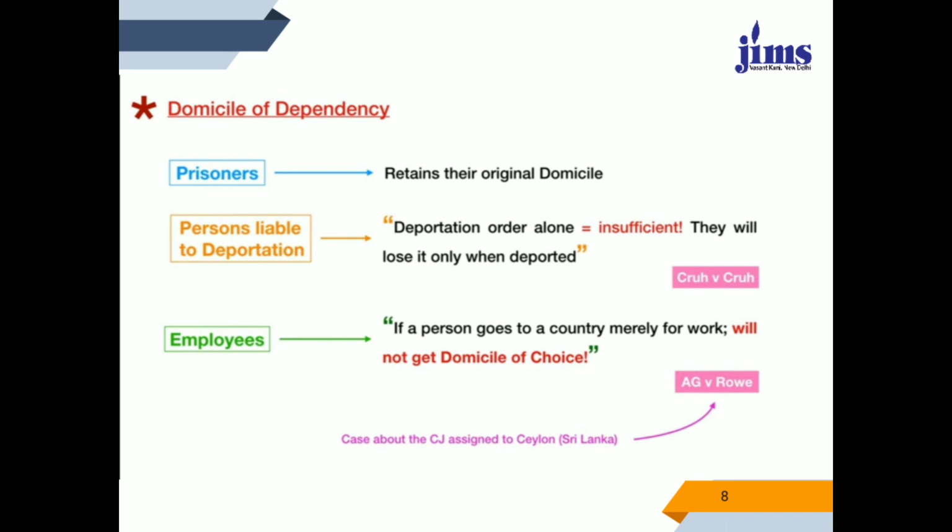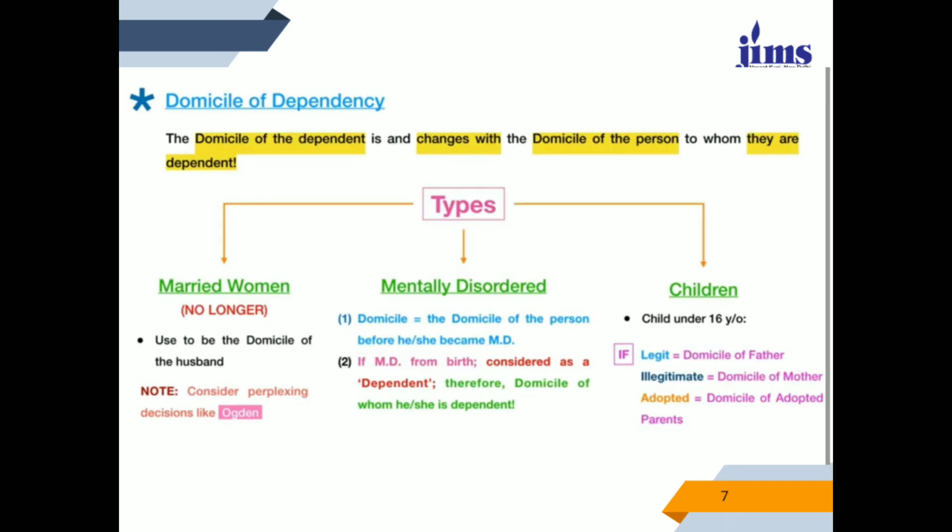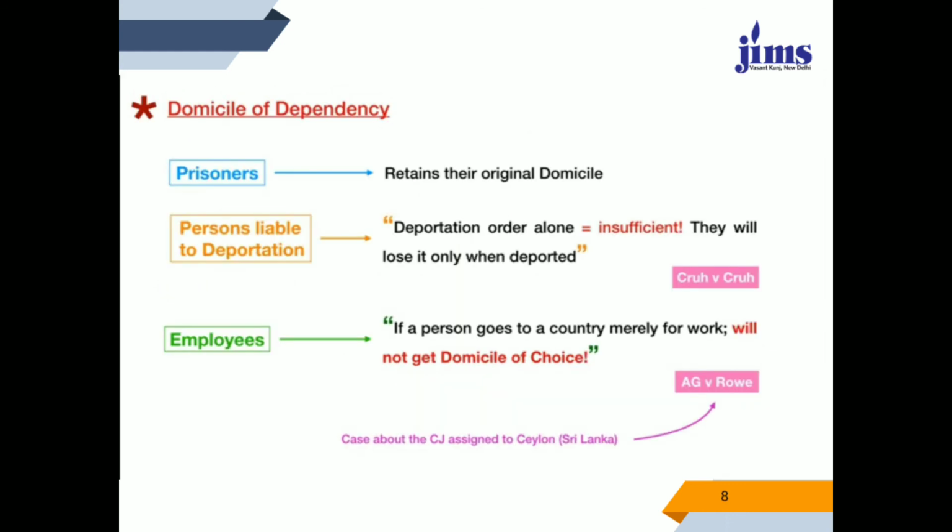The third, we have employees. If a person goes to a country merely for work, he will not get a domicile of choice. This was applied in the case of Attorney General versus Rao, about a Chief Justice who was assigned to work in Sri Lanka, which was formerly known as Ceylon. In that case, if a person has contractual work for a mere amount of time, he doesn't get the domicile of that particular country.